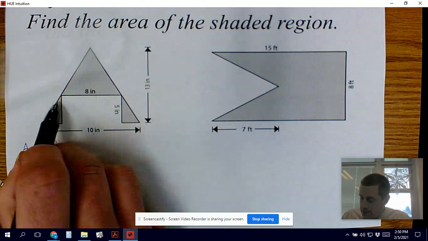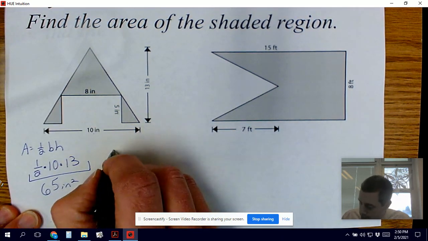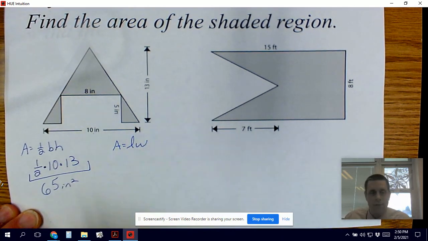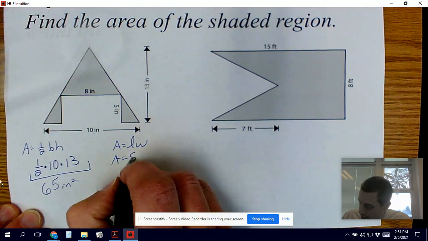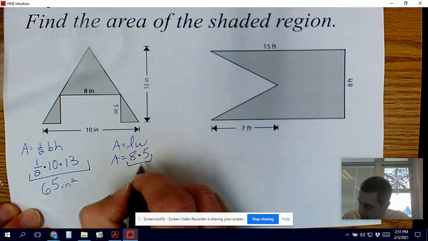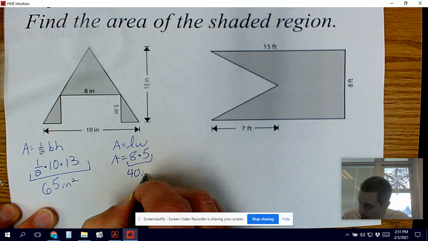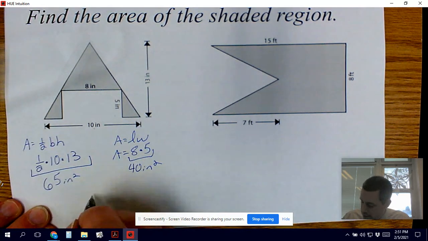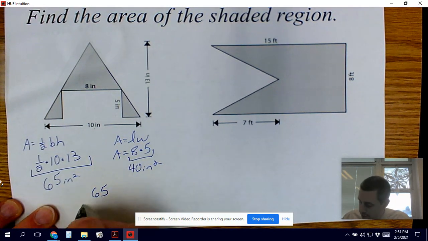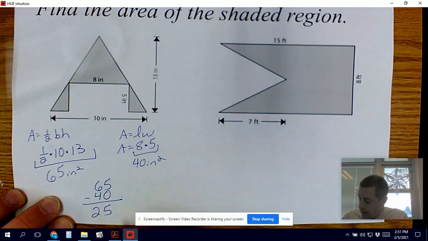We have a missing piece. This missing piece is in the shape of a rectangle, so let's find the area of that missing piece. Formula for area of a rectangle, length times width. The length here is 8, the width is 5, and 8 times 5 gives us an area of 40 square inches. So to get just the shaded region of this object on the left, we take the triangle's area of 65, subtract the missing rectangle, and we get a final shaded region area of 25 square inches.